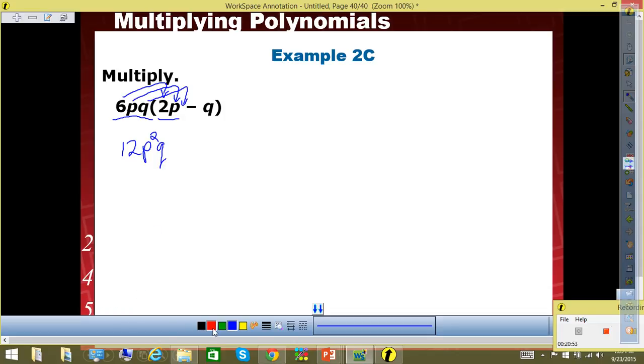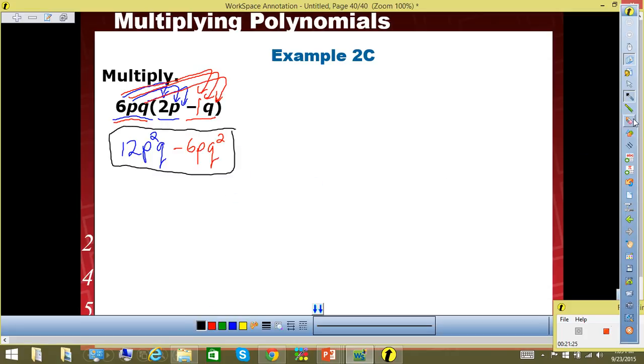Second, same factor outside, now times the second term. What is the coefficient of the second term? 1, so it's a negative 1. Everybody see it? Here we go. 6 times negative 1, that's negative 6. P, there is no p here, so we write the p right there. And q times q becomes q to the second. Can we combine anything else? No. We're done up to right there.